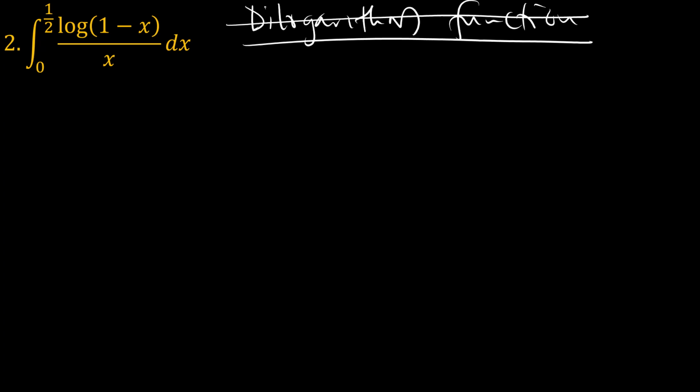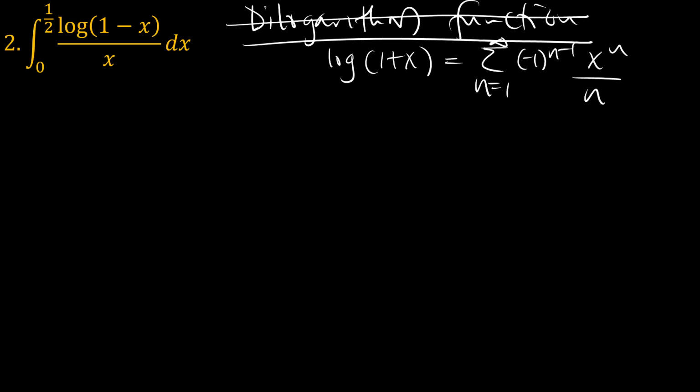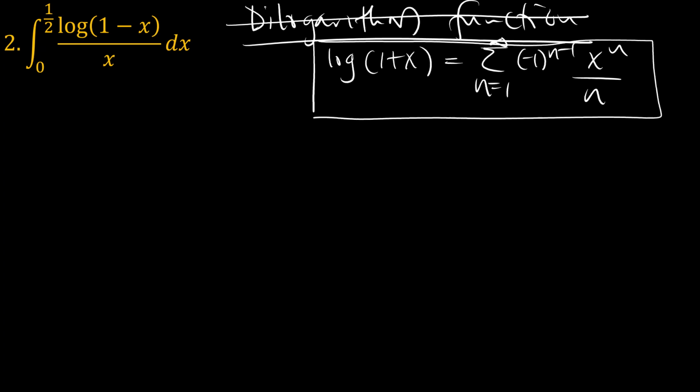I will try to use the basic identities: the natural logarithm of 1 plus x is equal to the sum from n equals 1 to infinity of negative 1 to the n minus 1, x to the n over n. So that's identity number 1 I would like to use.